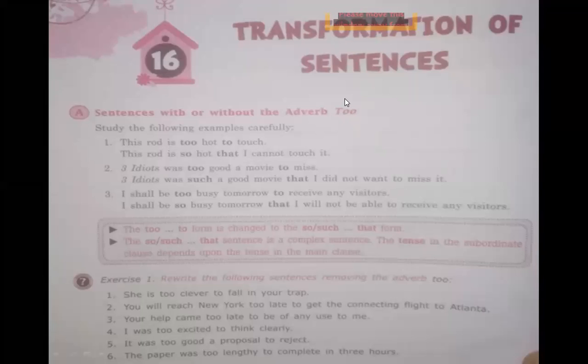See the first sentence, the meaning as well as the formation, right? Let's go to the next sentence. Three Idiots was too good a movie to miss. See the meaning of the sentence. Too good a movie to miss. And see the next sentence. The formation is changed, but the meaning of the sentence will remain the same. Three Idiots was such a good movie.